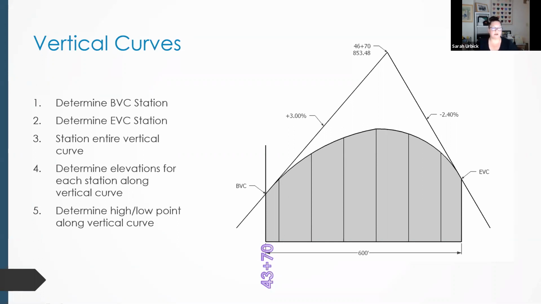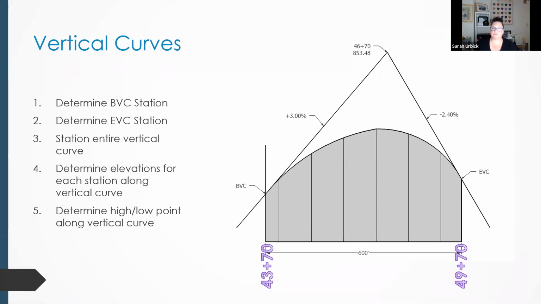All right, so we have our first point, our next point, our ending point, 43 plus 70 plus 600 feet. Oops, wrong space bar. 49 plus 70. Okay. That's one, that's two, done with those 2 points. Okay. Station the entire vertical curve.